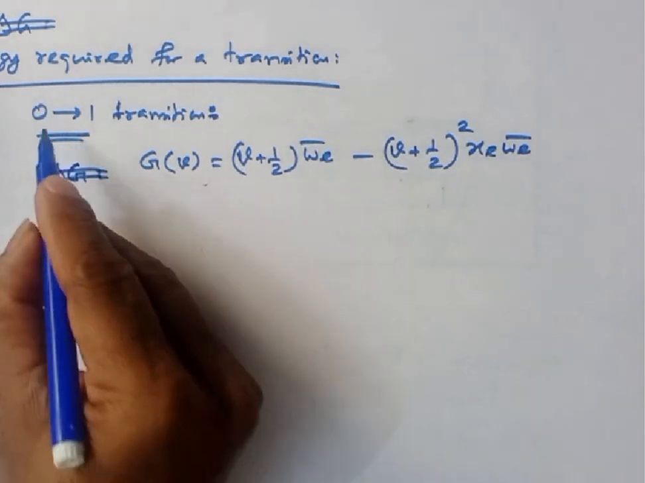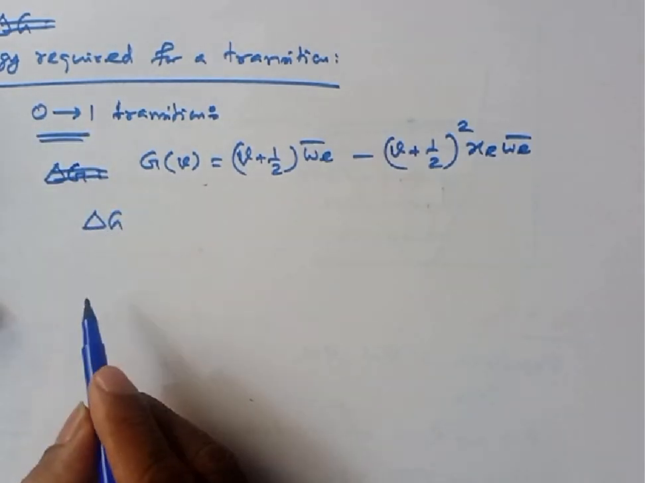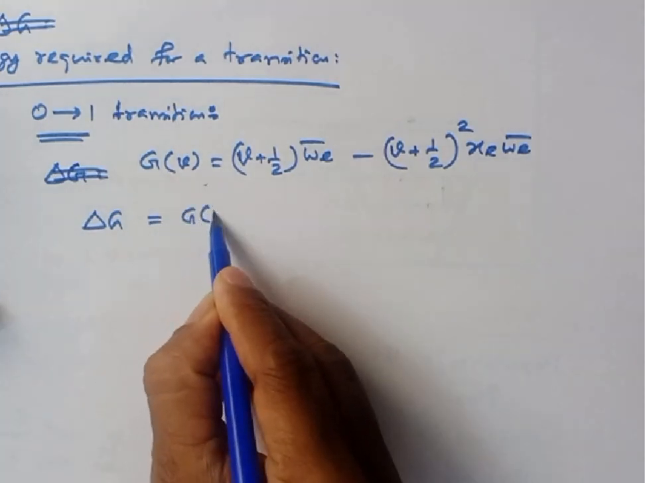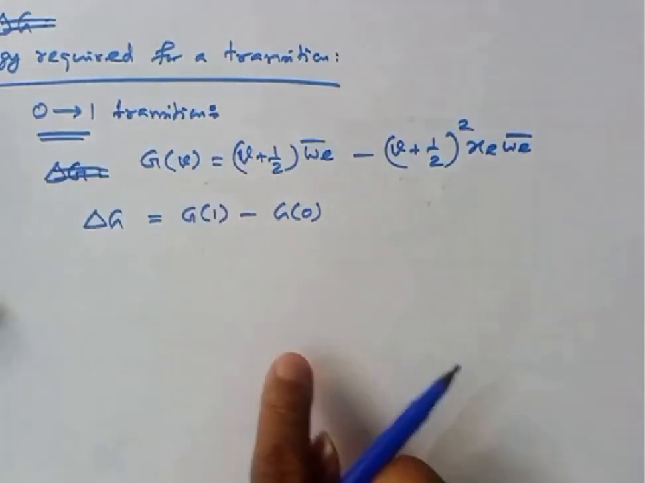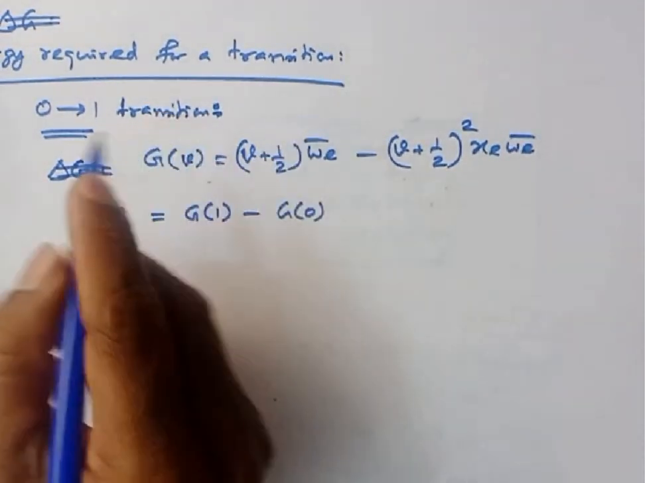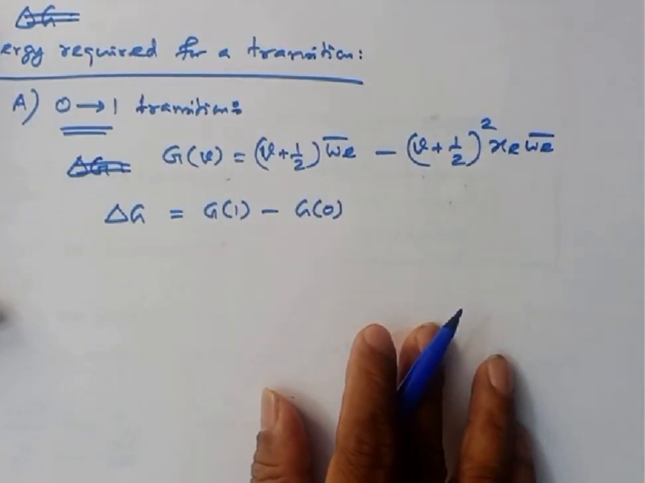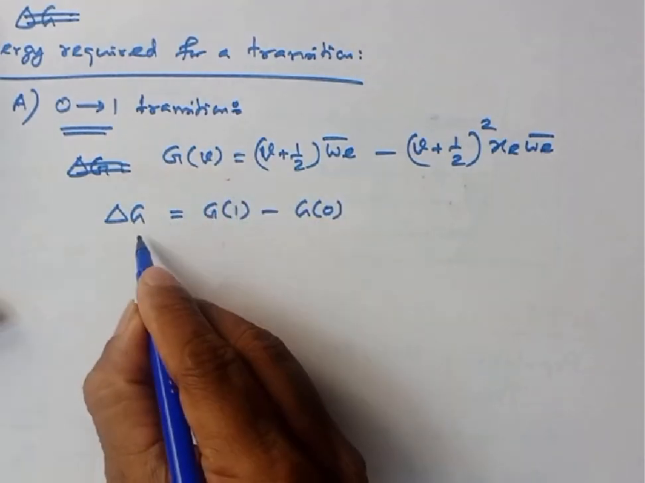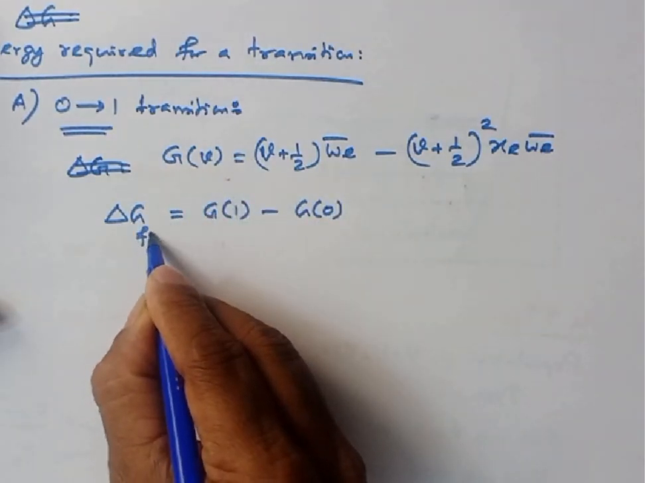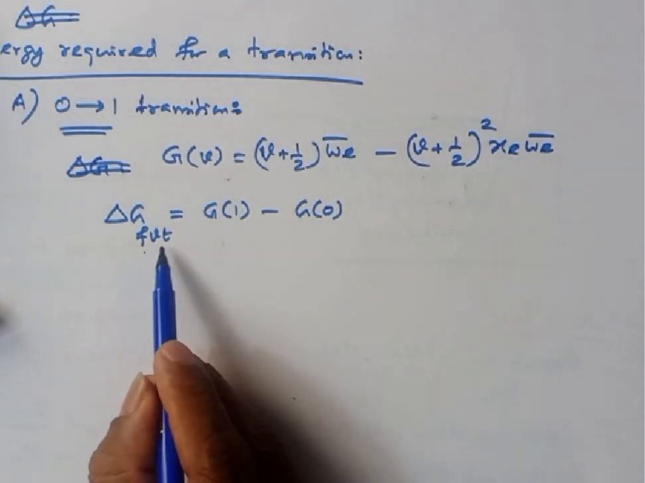Now, 0 to 1 transition, what's the delta G? That is the energy required for transition, which is nothing but vibration energy for the higher level minus vibration energy for the ground level. 0 to 1, also called fundamental vibrational transition. So what is the energy required for a fundamental vibrational transition? I'll put it like this: fundamental vibrational transition, FVT.